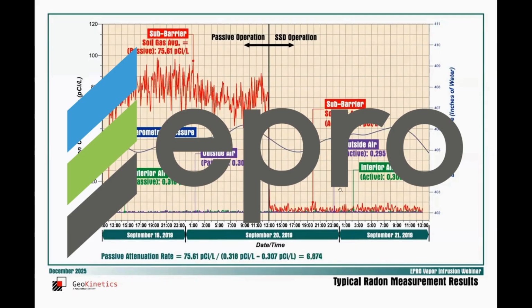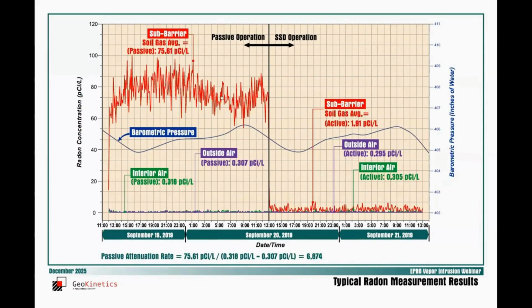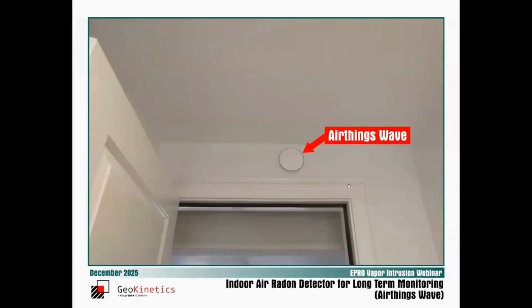This is another test result, the passive system then being turned active on the right. One of the questions we're typically asked by regulators is, okay, we can determine what the attenuation rate is at the time of construction. How do we know that's going to last? How do we know the barrier is not going to deteriorate? How do you know a homeowner's not going to jackhammer a hole in the floor slab of their home?